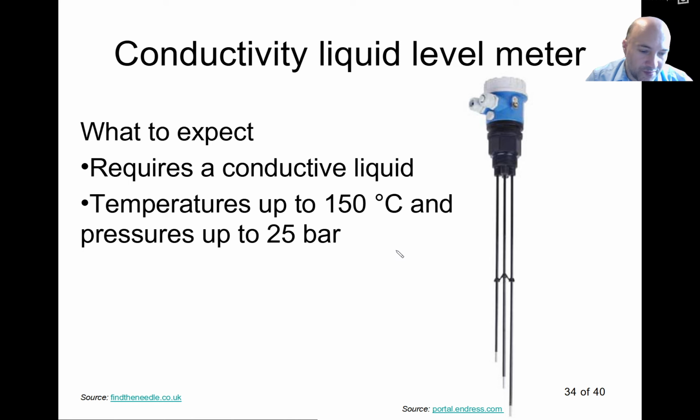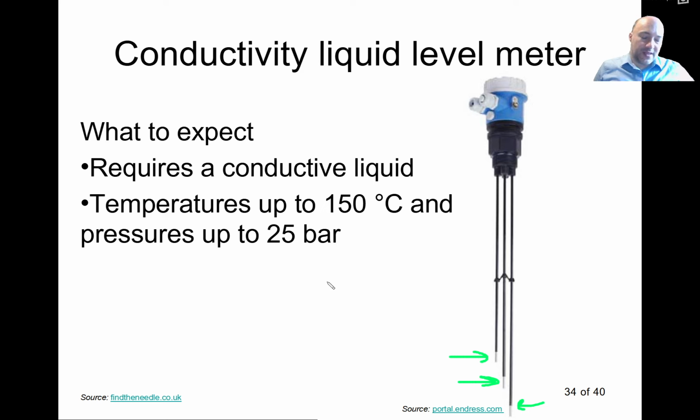A few examples. Here you can see a two-level switch. This would be the reference electrode, the one that is submerged at all times, and you see here that this would be one point and this would be another point where it would actually measure the liquid level in the tank.